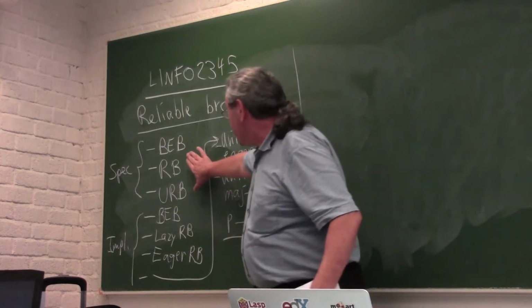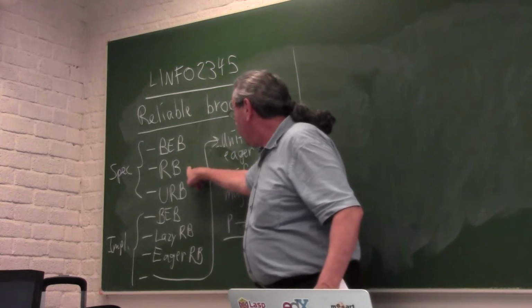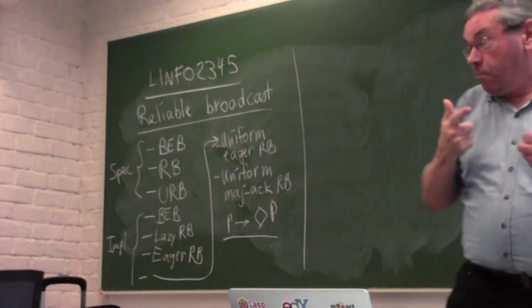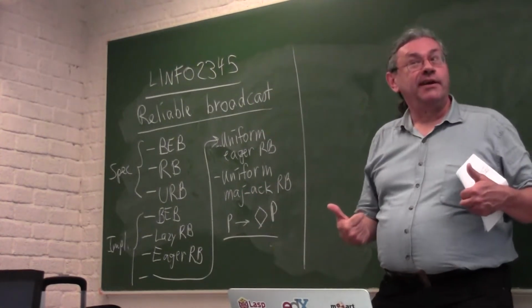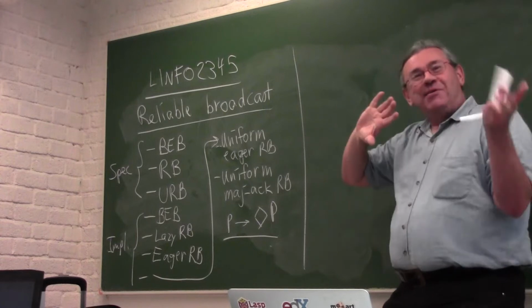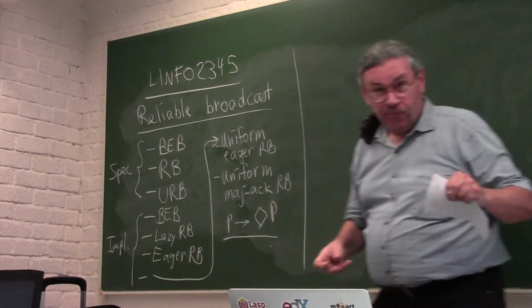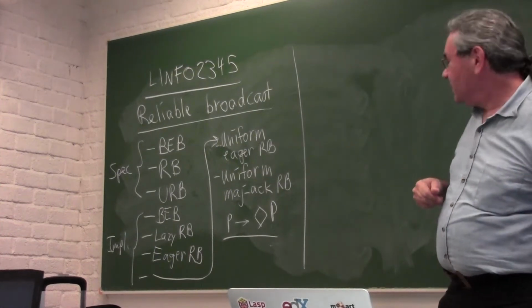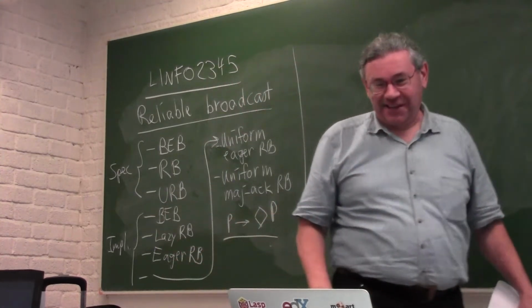For all of these, best effort is the naive one, but for reliable and uniform reliable, we're going to show the code both for perfect and eventually perfect. And you'll see how it's interesting, how eventually perfect means you have to think in a certain way. Okay? Uniform also, you have to think in a certain way.